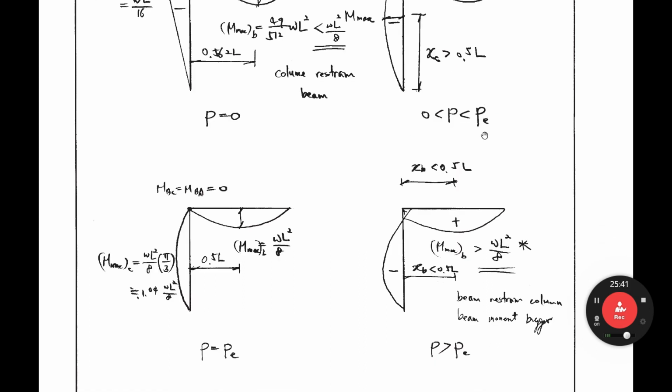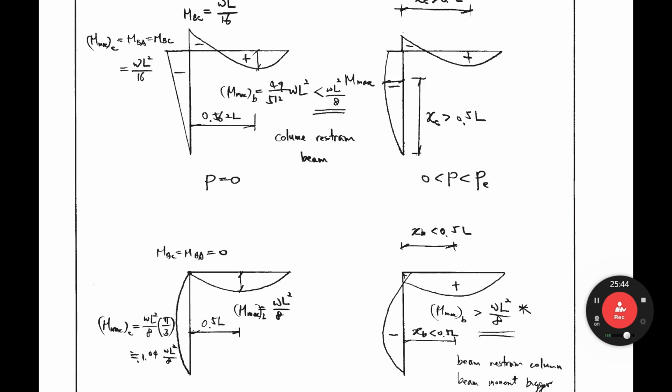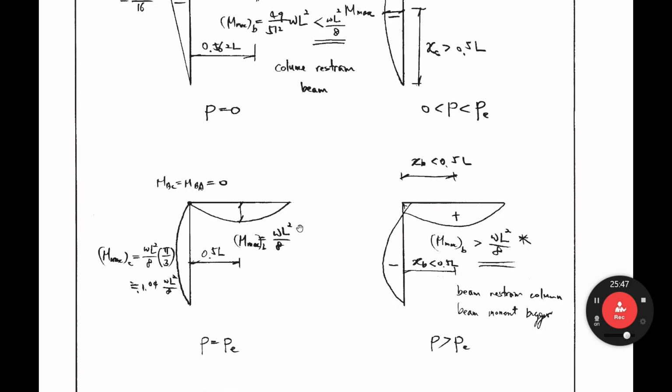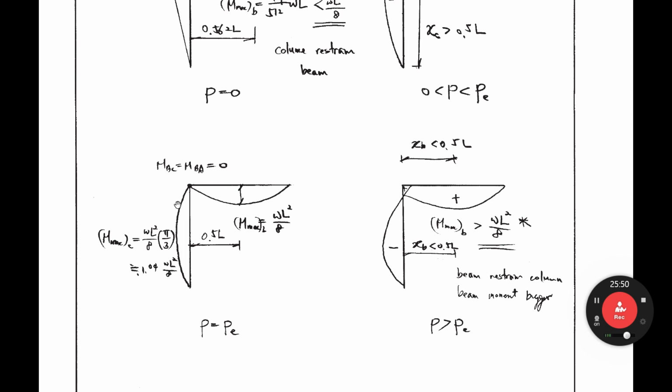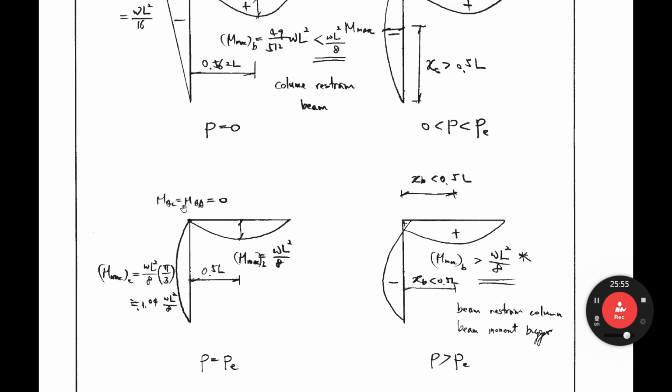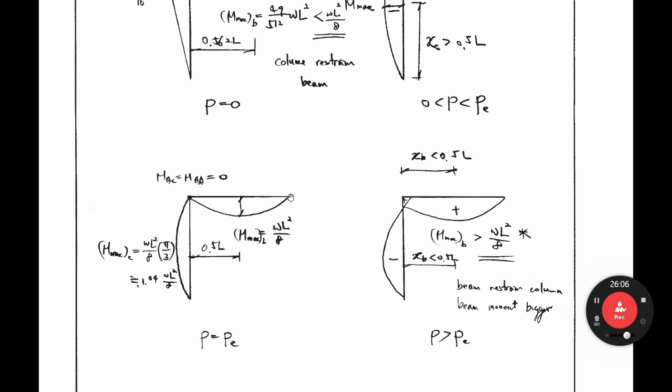Okay, like that. If P equals PE, this applied load P equal to PE, in that case it is a very specific case. MBA, MBC equal 0. So pin and beam. So maximum moment equals omega L square over 8. Because MBA, MBC equal 0 means it behaves like a hinge under P equals PE. So a simply supported beam. So the maximum moment is the same as the simply supported beam.